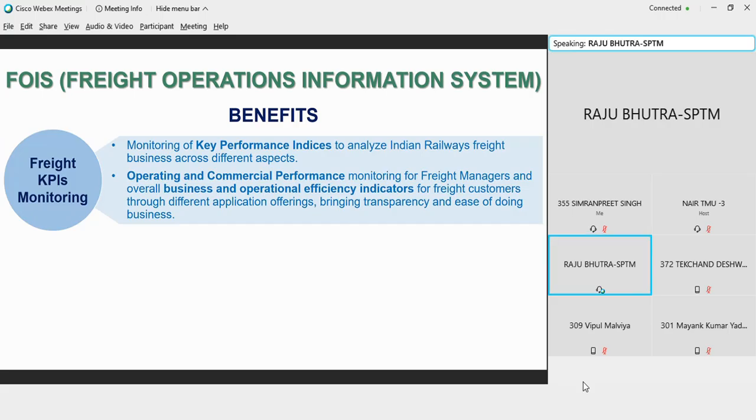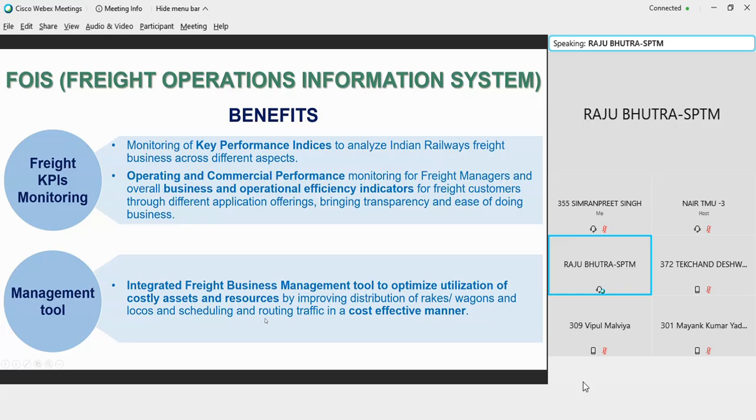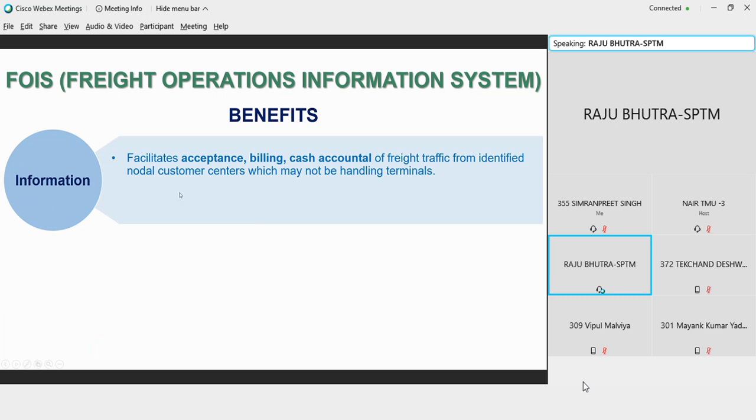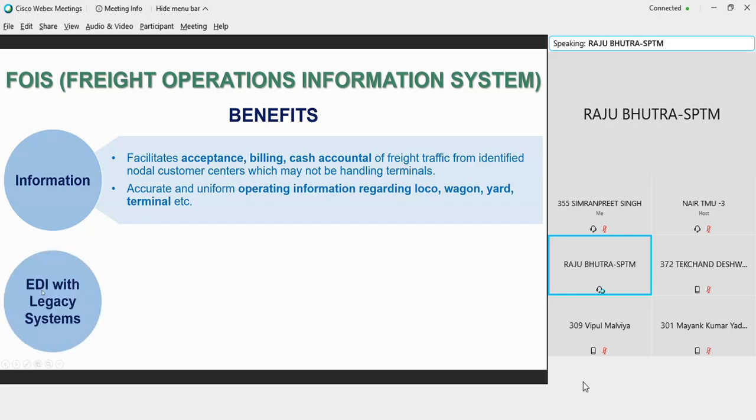The integrated freight business management tool optimizes utilization of costly assets and resources by improving distribution of rakes, wagons, locos, and scheduling and routing traffic in a cost-effective manner. A lot of information is provided. It facilitates acceptance, billing, and cash accountal of freight traffic from identified nodal customer centers, which may not be handling terminals. Accurate and uniform operating information regarding loco, wagon, yard, terminal, etc. is also available. EDI, electronic data interchange, with legacy systems.